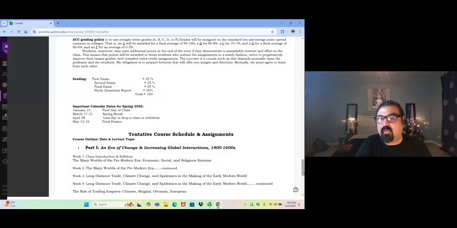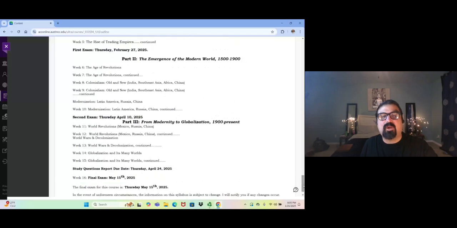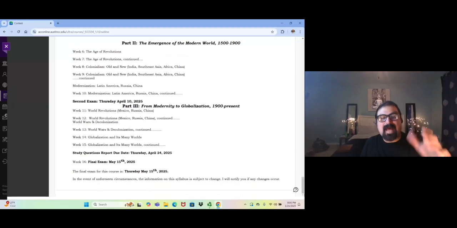At the end, it tells you the tentative course schedule dates. The first exam is February the 27th. It tells you week by week which themes we're going to be covering. And then for part 2, week by week, it tells you the themes, and when the second exam is scheduled, April the 10th. The last section tells you that the report is due April 24th, and our final is scheduled for May the 15th.